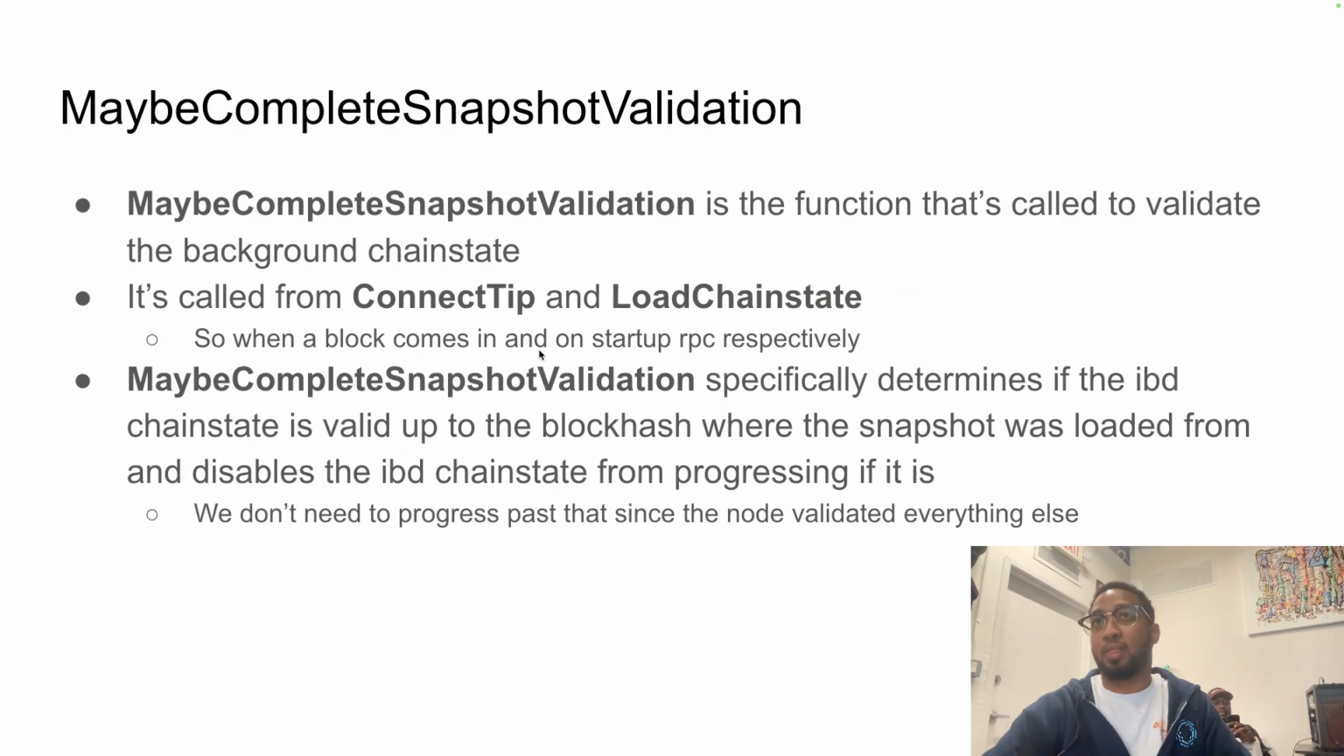Okay, so when you said it disables the IBD chain state from progressing, that means it then fills in the rest of what you already had, from the point that you loaded the Assume UTXO snapshot onwards, as opposed to the IBD just continuing to download more blocks. Exactly, you've already downloaded and validated these blocks. So this is just the process of comparing the hash from the snapshot versus a hash of what you're getting in the background IBD sync. They should be the same. Yeah, they should be the same.